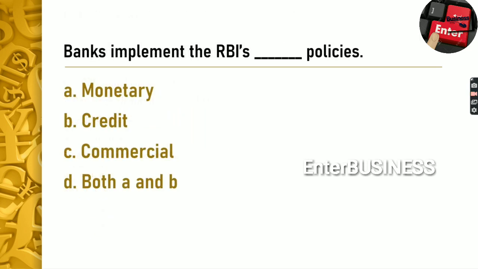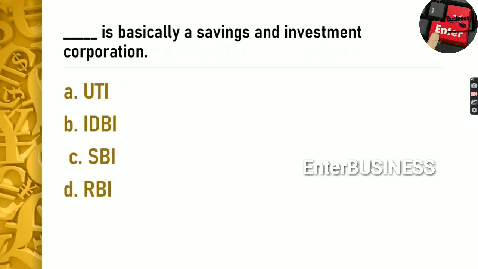And the next one is, banks implement the RBI's dash policies. Which policies? Option A monetary, option B credit, option C commercial, option D both A and B. The correct answer is option D, both A and B. So monetary and credit policies.